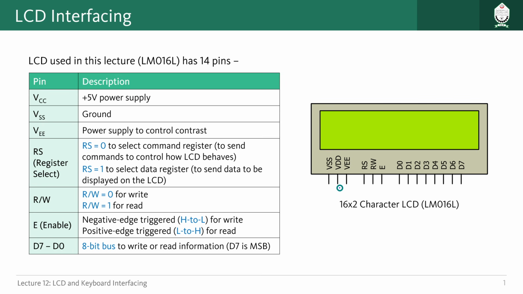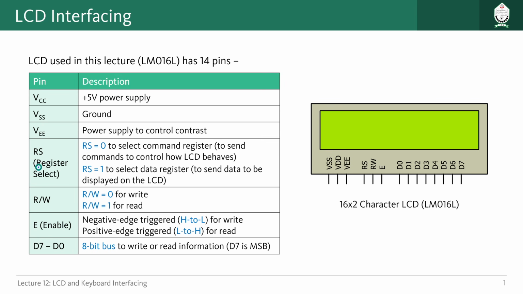Then VEE is to control the contrast of the display. What we generally do is give variable voltages to control the contrast of this display. With the increase or decrease of voltage, contrast also changes. So we just use a potentiometer, connect that with 5-volt, and give variable voltages through this VEE pin that controls the contrast of our display.